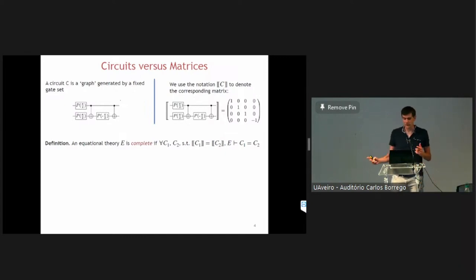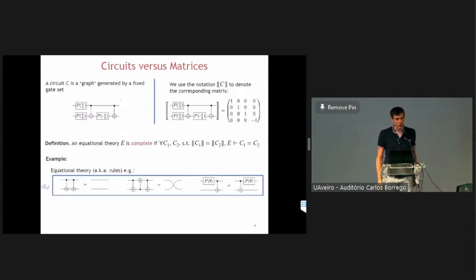With this notation, we can formally define the notion of completeness. An equational theory, a set of equations, is complete if for any pair of circuits implementing the same unitary, you can actually transform the circuit C1 into C2 using your equational theory. This is what this notation means: you can transform C1 into C2 using the equations, the rules you have. So this is the notion of completeness.